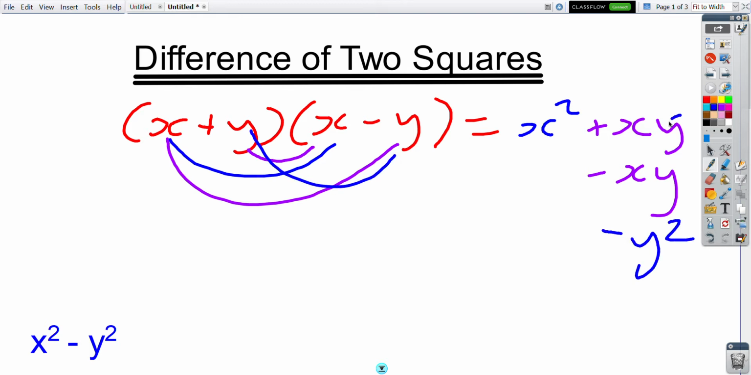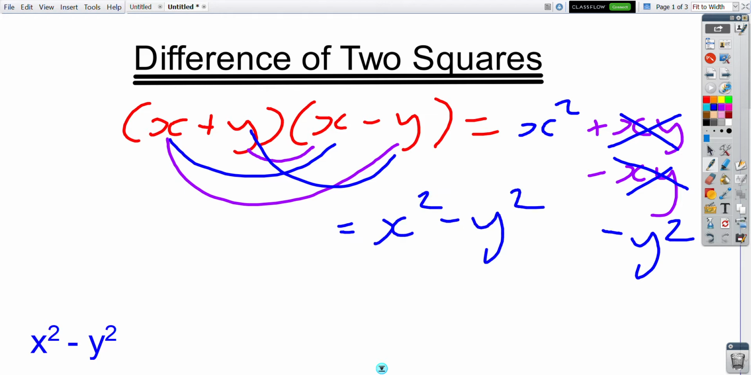It's a bit messy. Cover them up because they cancel out. We find that x plus y multiplied by x take away y gives me x squared take away y squared. The premise of difference of two squares is to work back from that.